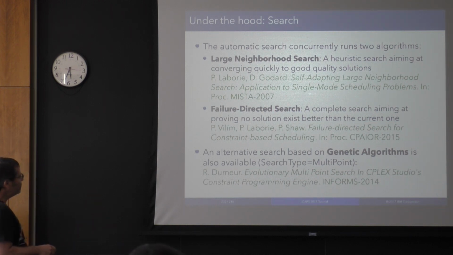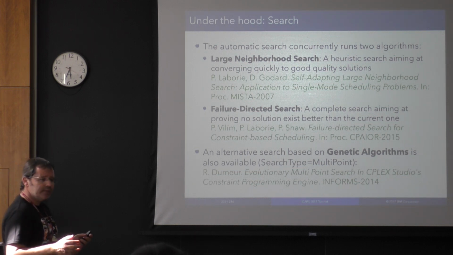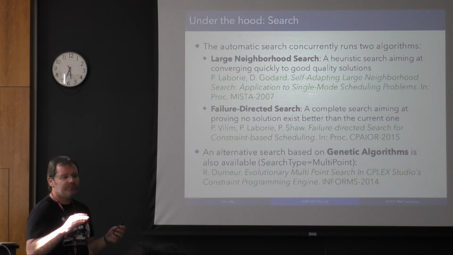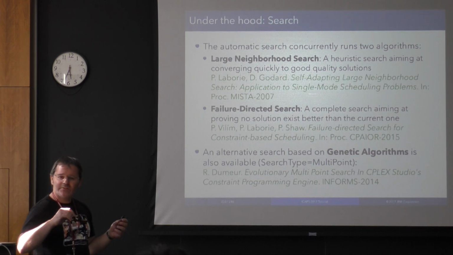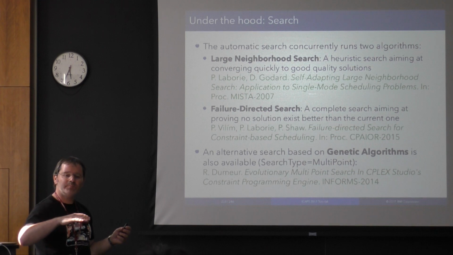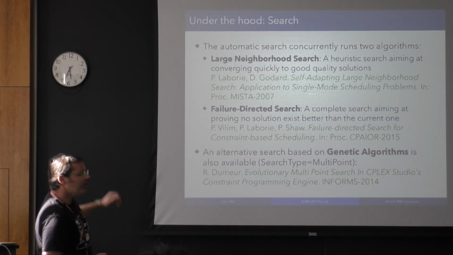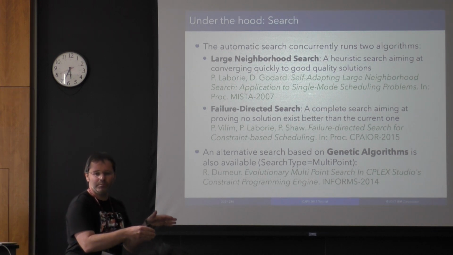More recently we have failure-directed search, which is a complete search, and it is switched on automatically when the system thinks that now we have difficulties finding better solutions. There are chances that we have the optimal solution, and we'll spend some effort proving that you cannot do better. So this failure-directed search is, as the name says, directed to fail. It tries to prove that the model is infeasible.